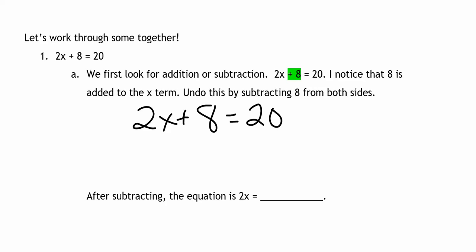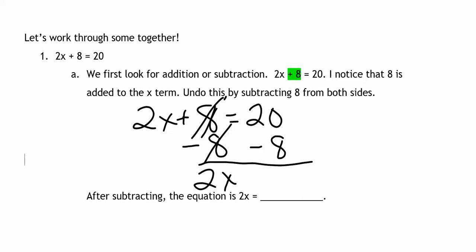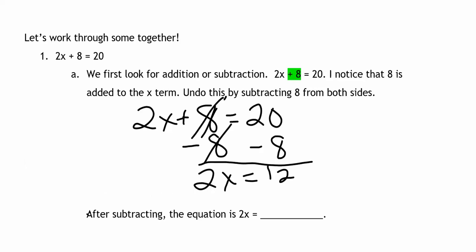So I'm going to show my work. 2x plus 8 equals 20. To get rid of that adding 8, I'm going to subtract 8. And again, I do that from both sides. 8 minus 8 is 0. That cancels out. So I have 2x equals 20 minus 8 is 12. So after I undid my adding, when I subtracted, I'm left with an equation that says 2x equals 12.